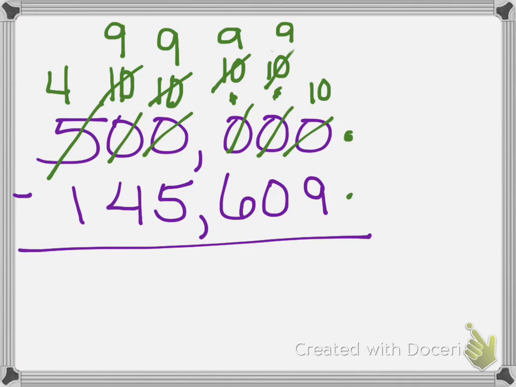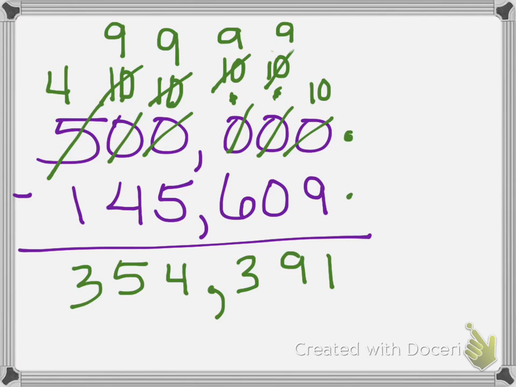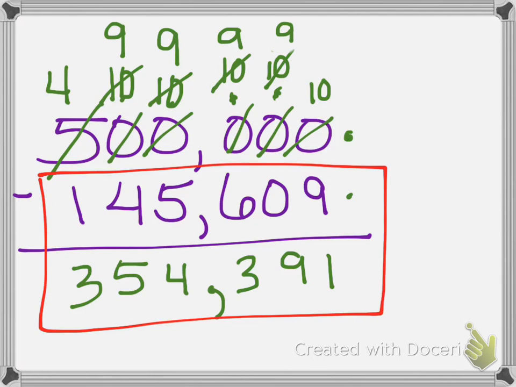And then what's great is normally this will be perfectly set up where you can fly through the rest of it. 10 minus 9 is 1, 9 minus nothing is 9, 9 minus 6 is 3, put your comma in right away, 9 minus 5 is 4, 9 take away 4 is 5, and 4 minus 1 is 3. Add to check, add the bottom two numbers, and it should give you the top.